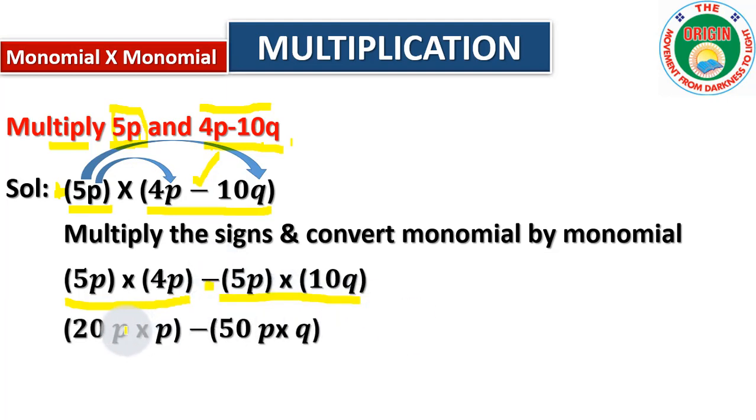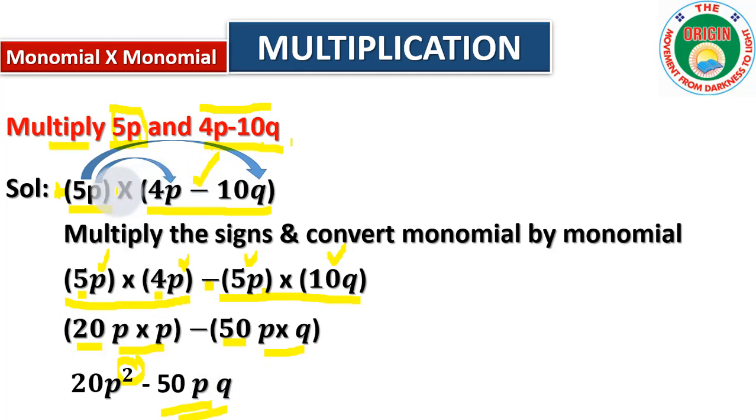Next, multiply the coefficients. What is the coefficient here? 5. Here the coefficient is 4. 5 into 4, 20. P into P, how many P's are here? 2. I wrote it here. Next, minus 5 into 10, 50. What are the variables? P into Q, PQ. Coming to the next step, 20. 2 p's are here, that is why I wrote it in the superscript place, that is 20 p square minus 50 pq. This is the answer.